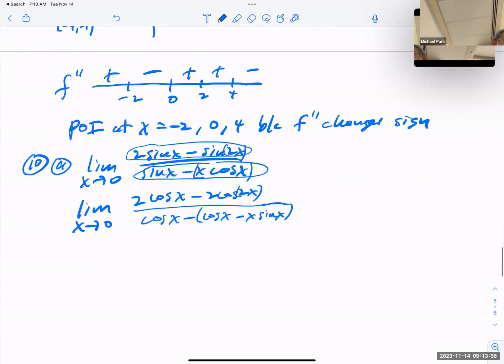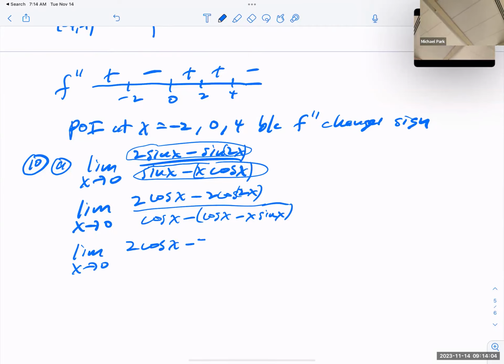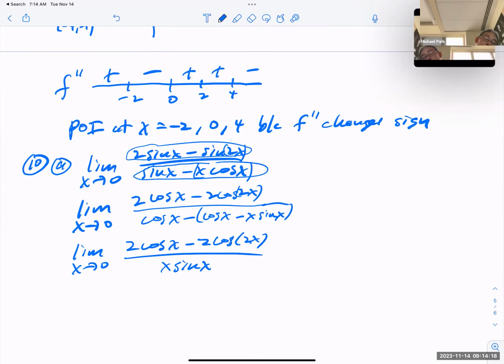And then you might want to simplify this before you go on. So this is 2 cosine X minus 2 cosine 2X. When you distribute that minus sign, the cosines cancel out, and then it becomes positive X sine X. Now plug in 0. So you get 2 minus 2 over 0. So it's still 0 over 0, so you can use L'Hopital's rule again.